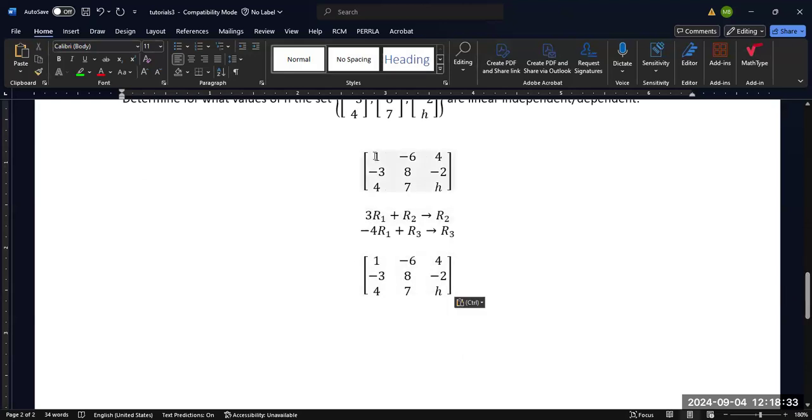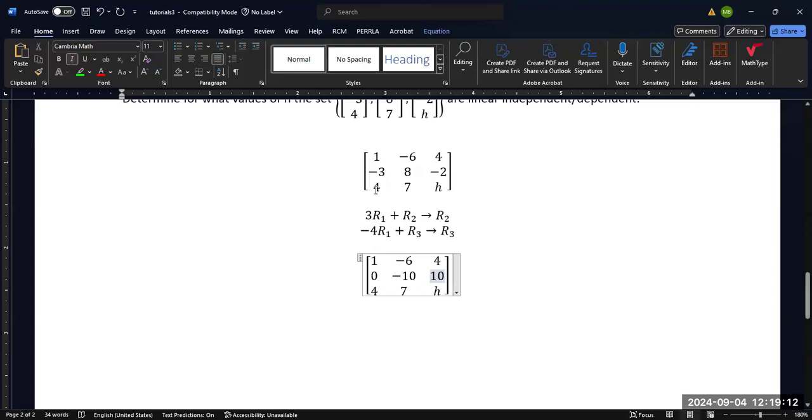So 3 times 1 is 3 plus -3 is 0. And 3 times -6 is -18. So that's going to give me -18, and 8 is going to give me -10. And then if I do 3 times 4 is going to give me 12, and -2 is going to give me +10.